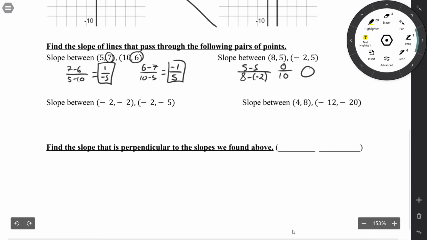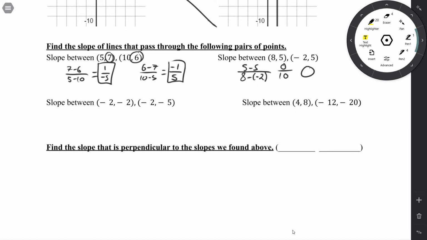Let's see, slope between negative 2, and negative 2, negative 5. Negative 2 minus negative 5 over negative 2 minus negative 2. Let's see, these can go positive. So it's really negative 2 plus 5. So we get 3 over, well, that really would go positive as well. So it's 3 over 0. This would be undefined.